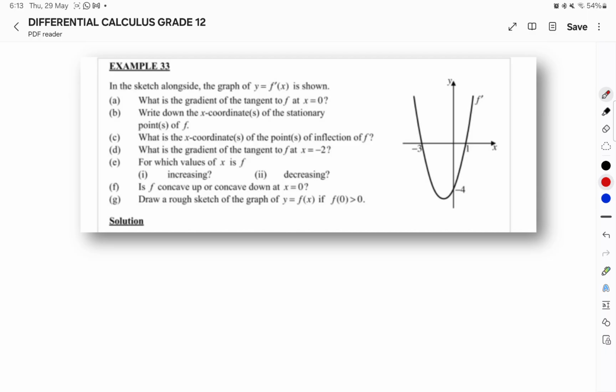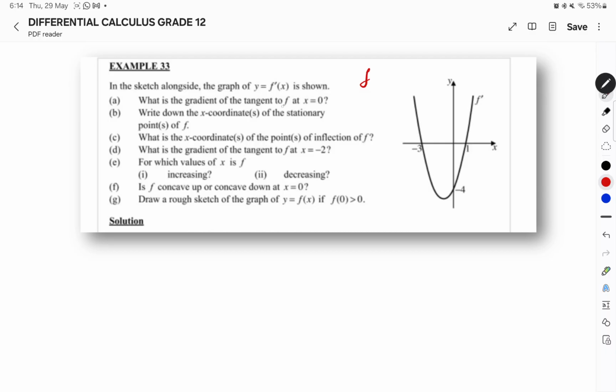After doing example 33, tomorrow in class, I'm going to give you guys a question that is based on this. The first question says, what is the gradient of the tangent to f at x equals 0? We are given the derivative of an original function f that we don't have. We know when we differentiate, we're getting the gradient. And the first derivative is the gradient of the tangent.